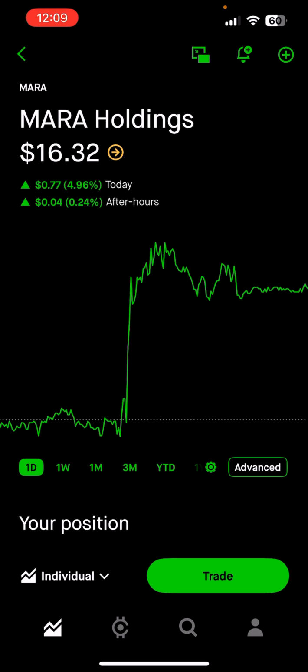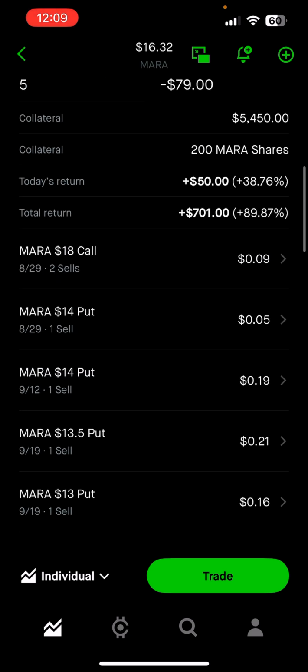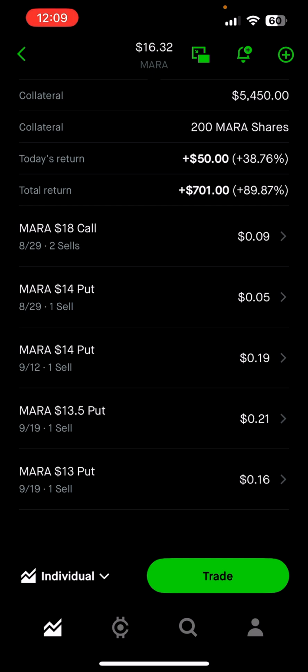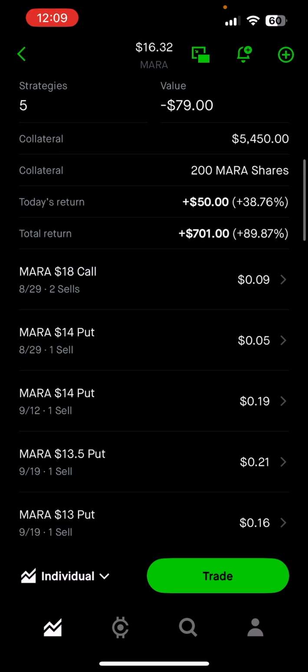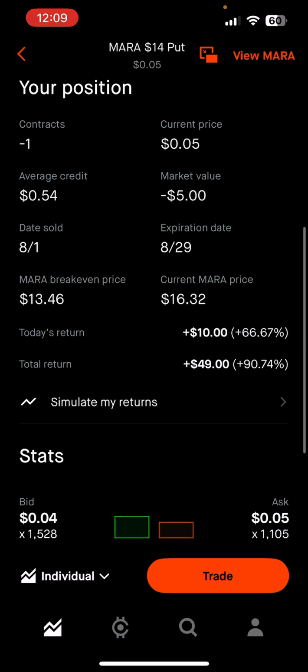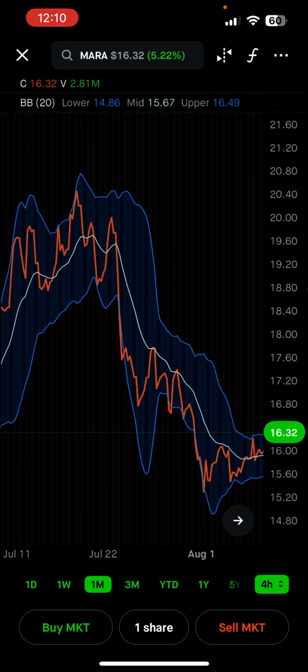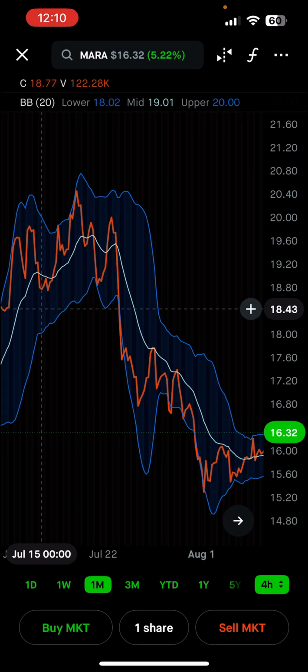So let's actually analyze when I did my cash secured puts. We could see here, I have a bunch of cash secured puts. I have $14, $13.5, and $13. It doesn't really matter which one we choose. Let's actually look at the $14 put. I did this trade on the 1st of August. So let's go back to the advanced chart and look where this stock was on August 1st.